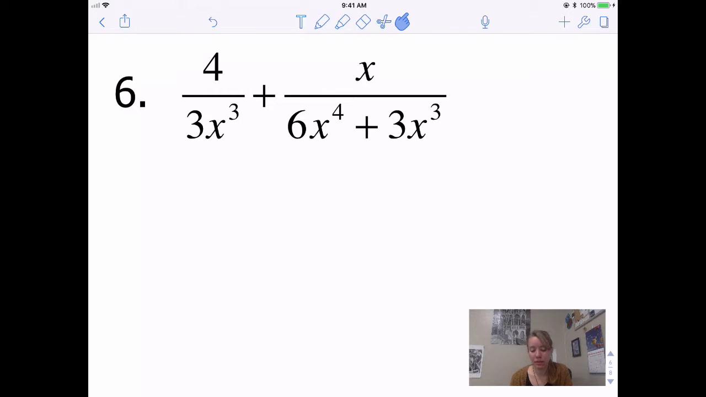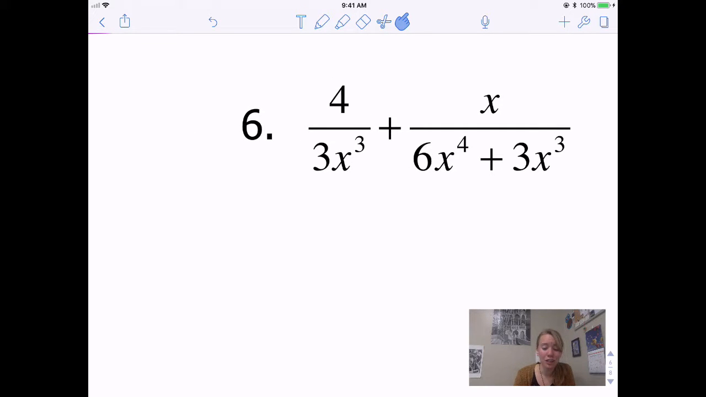Okay, this last one is maybe the trickiest. I've got 3x cubed as my first denominator and 6x to the fourth plus 3x cubed as my second denominator. I think you're going to be tempted to just add 6x to the fourth to the bottom and add 6x to the fourth to the top, but we can't do that with adding. We can only include things on the top and the bottom by multiplying, right?